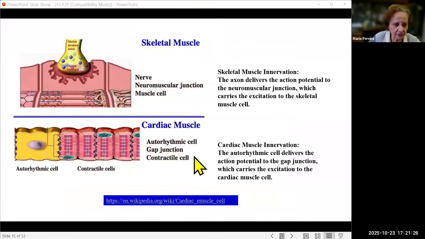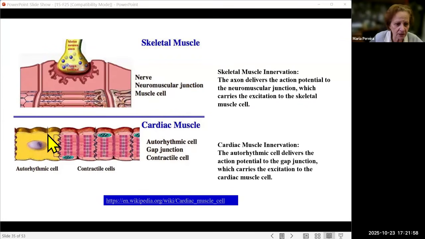But what is another difference? This is a skeletal muscle fiber. Remember, this is the motor end plate. You have the signal coming from the motor neuron, and the neurotransmitter is released, crosses the synaptic cleft, and binds to the acetylcholine receptors. And this is what initiates the wave of action potential that travels along the sarcolemma.